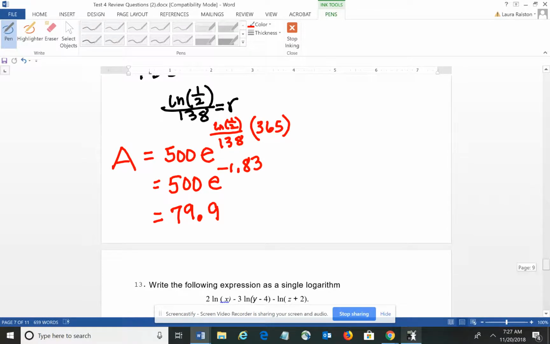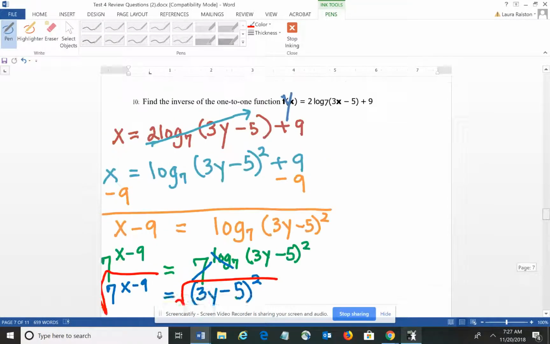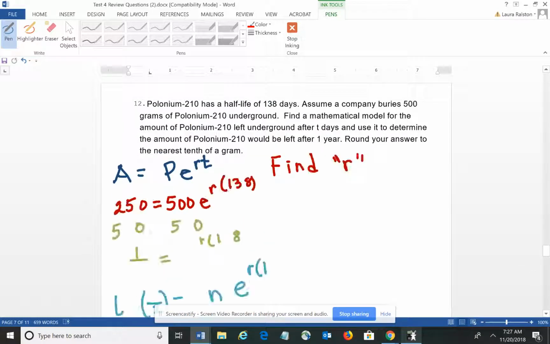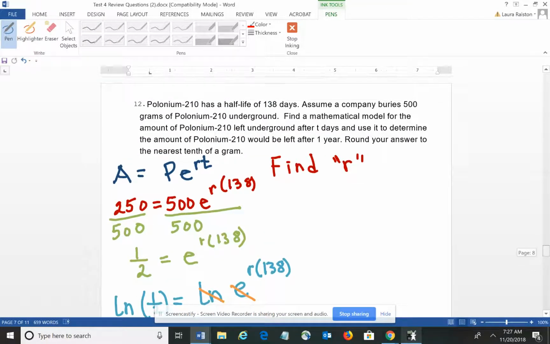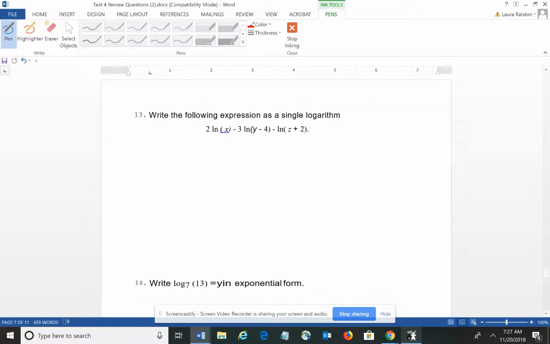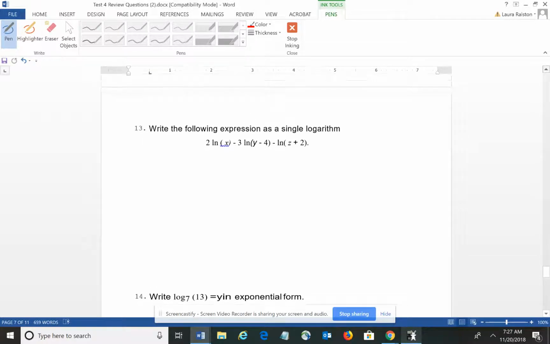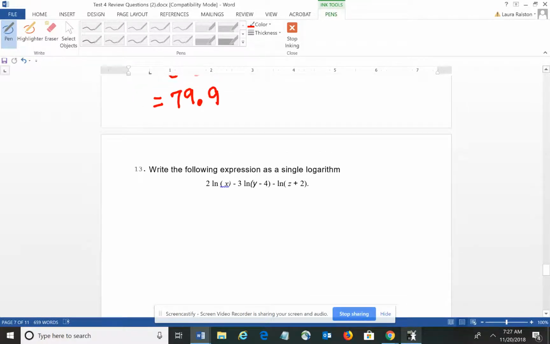You want to make sure you put your units in there. And so we start out with how many grams? 500 grams. So we end up with 79.9 grams. And you are asked on the actual test to put in those units, so you want to make sure that you do that.